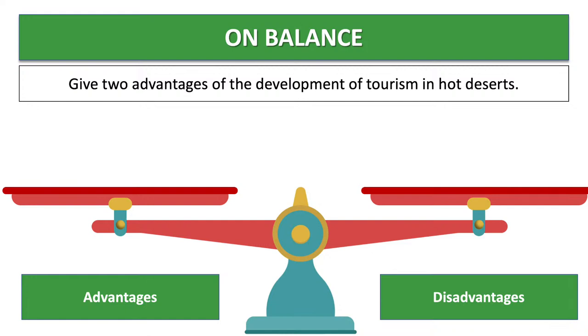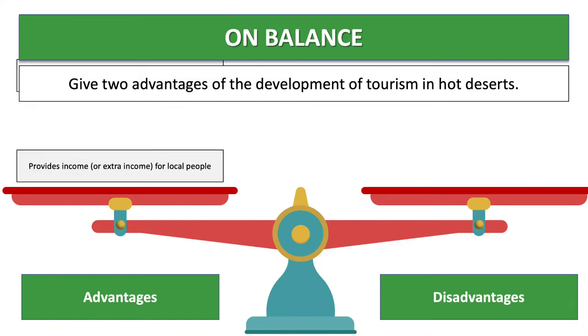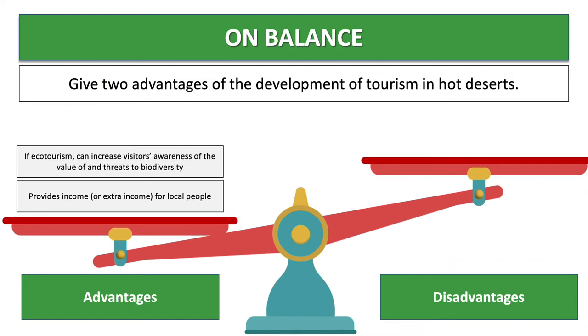Okay, we'll give you a few more seconds to pop something on the chat window. Excellent. Thank you, Jim. Can we see what's popping up on the advantages scale, please? Thank you very much. So tourism, we know, provides income or extra income for local people. And we know that the desert is an area where actually any sort of economic gain is going to be beneficial to the people there.